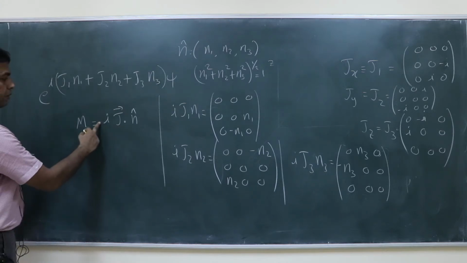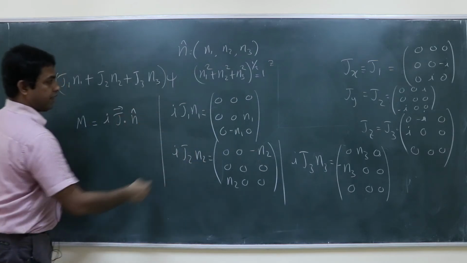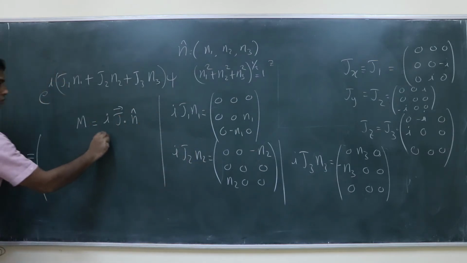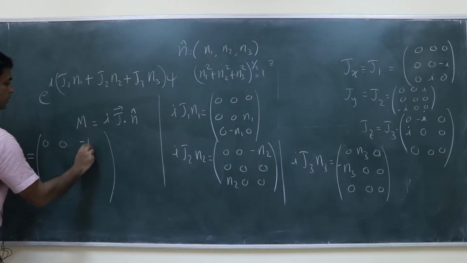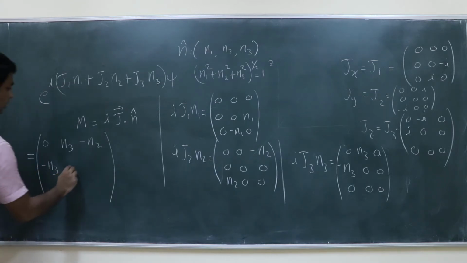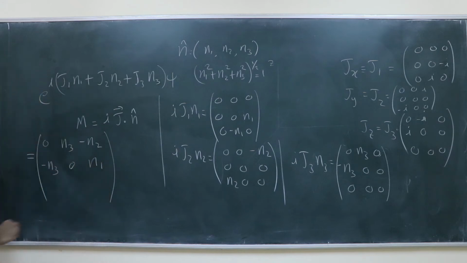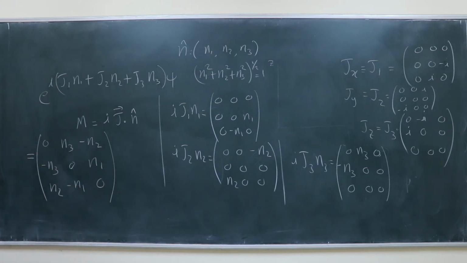M is, so there is a summation, right? This is j1 n1 plus j2 n2 plus j3 n3. So these three you have to add. So if you add those, what are you going to get? 0, 0, minus n2, then 0, n3, minus n2, n3, minus n3, 0, n1, n2, minus n1, 0. Okay.